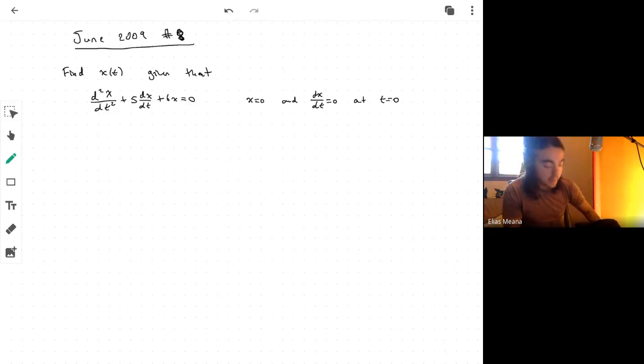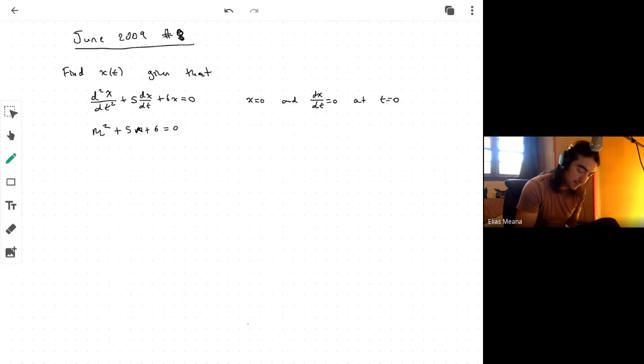Exactly. So the first thing that we want to do whenever we're approaching a second order differential equation that's homogeneous is find the auxiliary equation, right? The auxiliary equation in this case is just the quadratic. So we would write this down as m squared plus 5m plus 6 equals 0. And we want to find the solutions to this auxiliary equation, m1 and m2. And this is easy, right? This is just doing the quadratic formula.